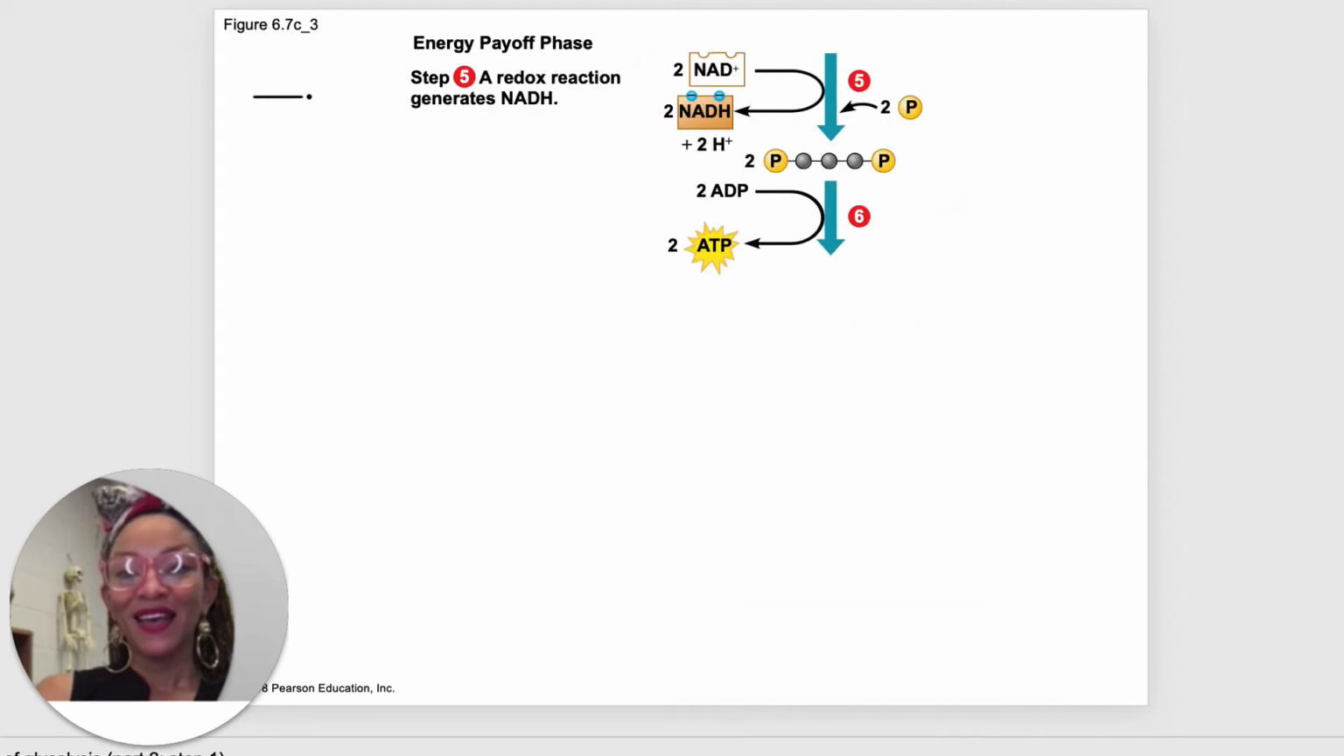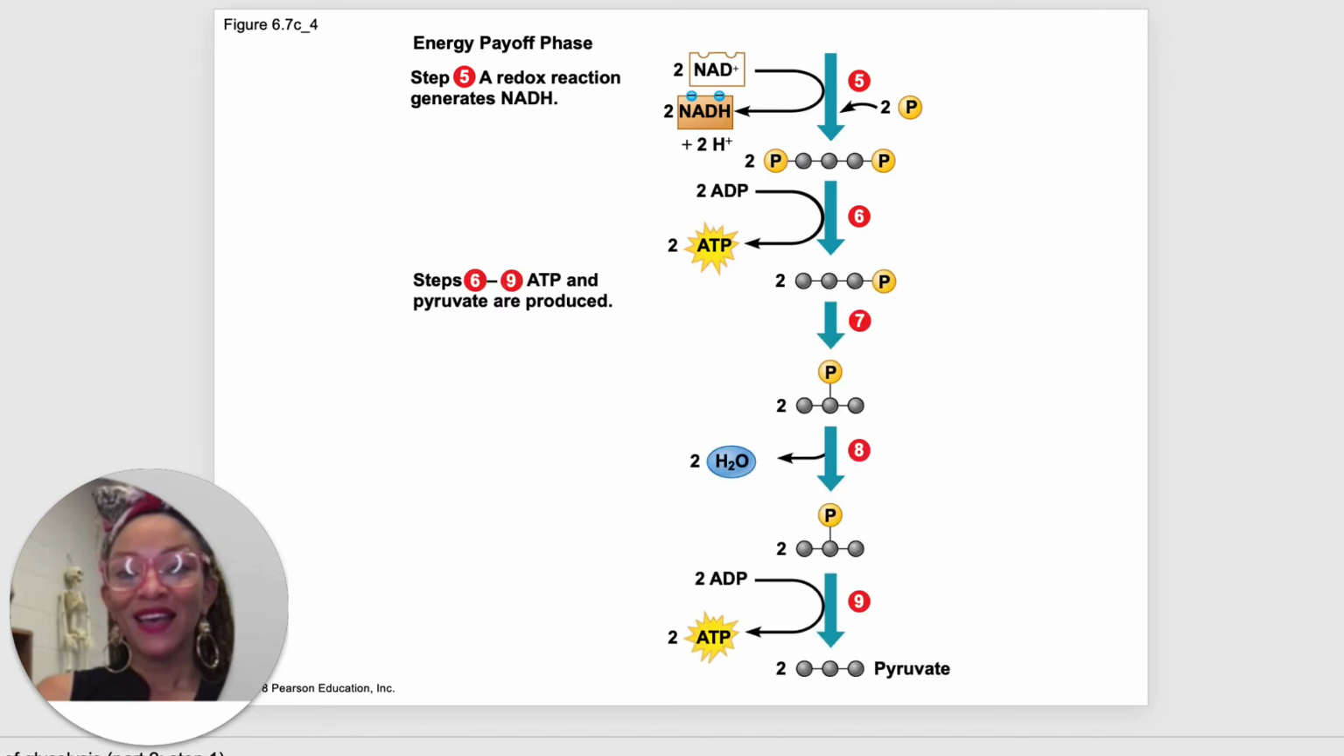So at step 5, a redox reaction is going to generate NADH, and redox means reduction and oxidation reactions combined together. And at the end, we get 2 more ATP being produced. Okay, so here's the whole thing all together. So at step 5, we get our 2 ATP produced. Lastly, in steps 6 through 9, ATP and pyruvate are produced. So you see we have 2 ATP produced right here around step 6, and then 2 more ATP produced around step 9.